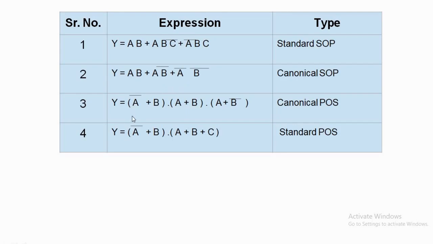The third example is of canonical POS. Once again here are 2 variables and each term contains both variables A and B. And in the next example, standard POS form, here 3 variables are there, A, B, C, but the first term contains only 2 variables and the second term contains 3 variables. That means there is a variation in the variables of each term.